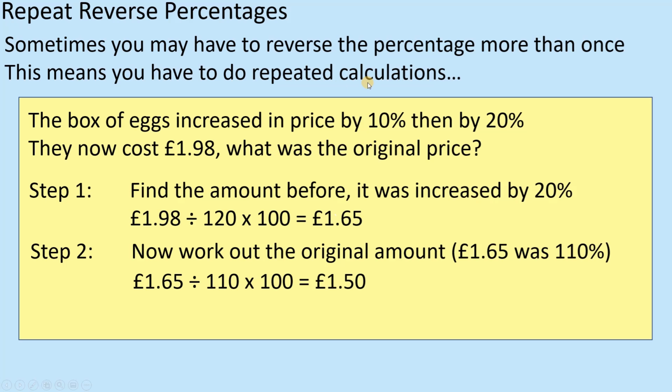And again, you could go through the process of working out 10%, adding it on, and then working out another 20% of this and adding it on, and you should end up with that. It's a very time-consuming, laborious task, but if you understand reverse percentages, then you're literally just doing it twice.